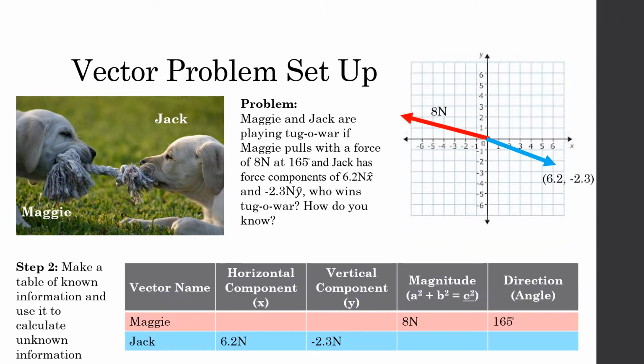The next thing that you're going to want to do is make a table of known information and use it to calculate unknown information. So you want your table to include your vector name, your horizontal component, your vertical component, your magnitude, and your direction. Okay, so for these vector problems, those are the 4 quantities that you're going to have to calculate. So make sure that those are included. All right, so for Maggie, we were given the magnitude and direction, so 8 newtons at 165 degrees. For Jack, we were given the components. The horizontal component is positive 6.2, and the vertical component is negative 2.3.